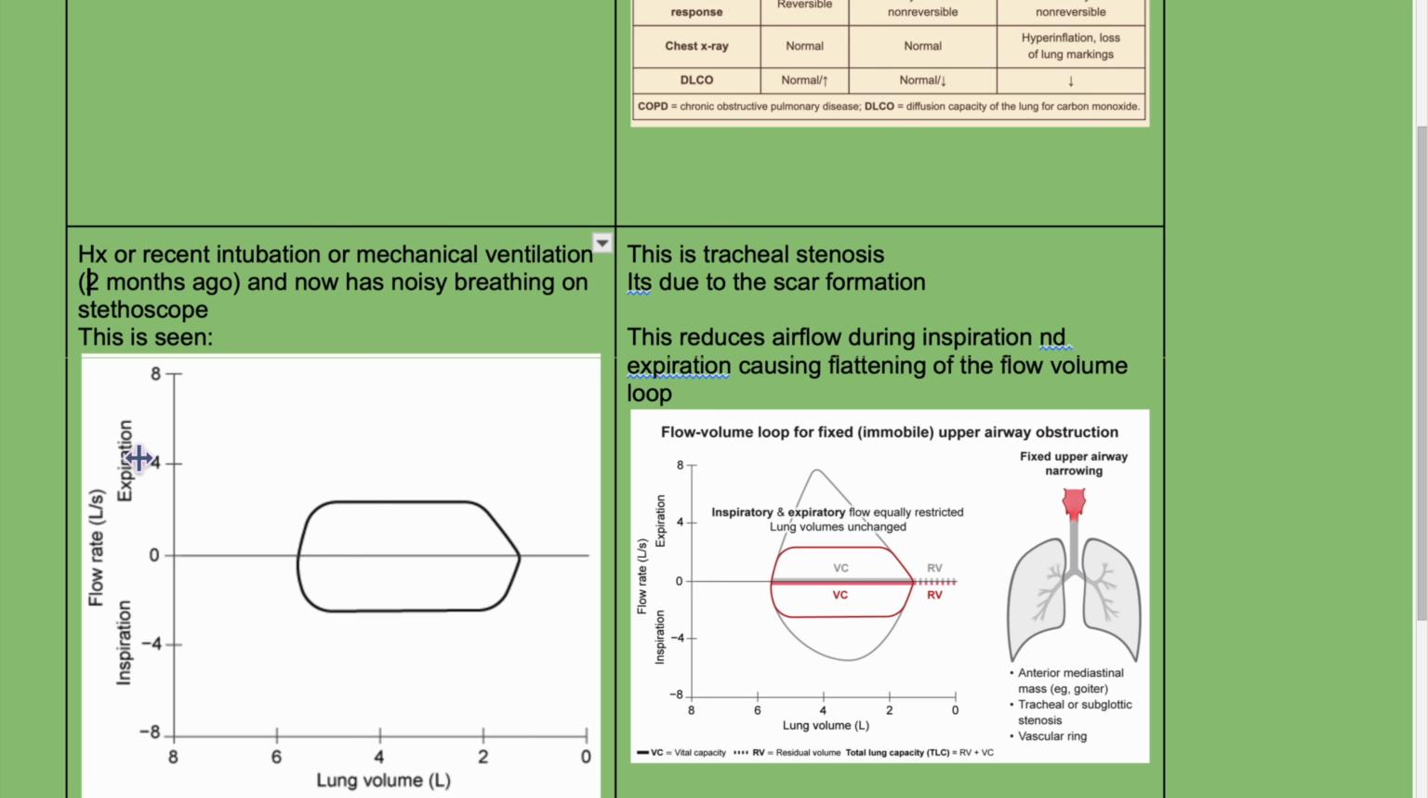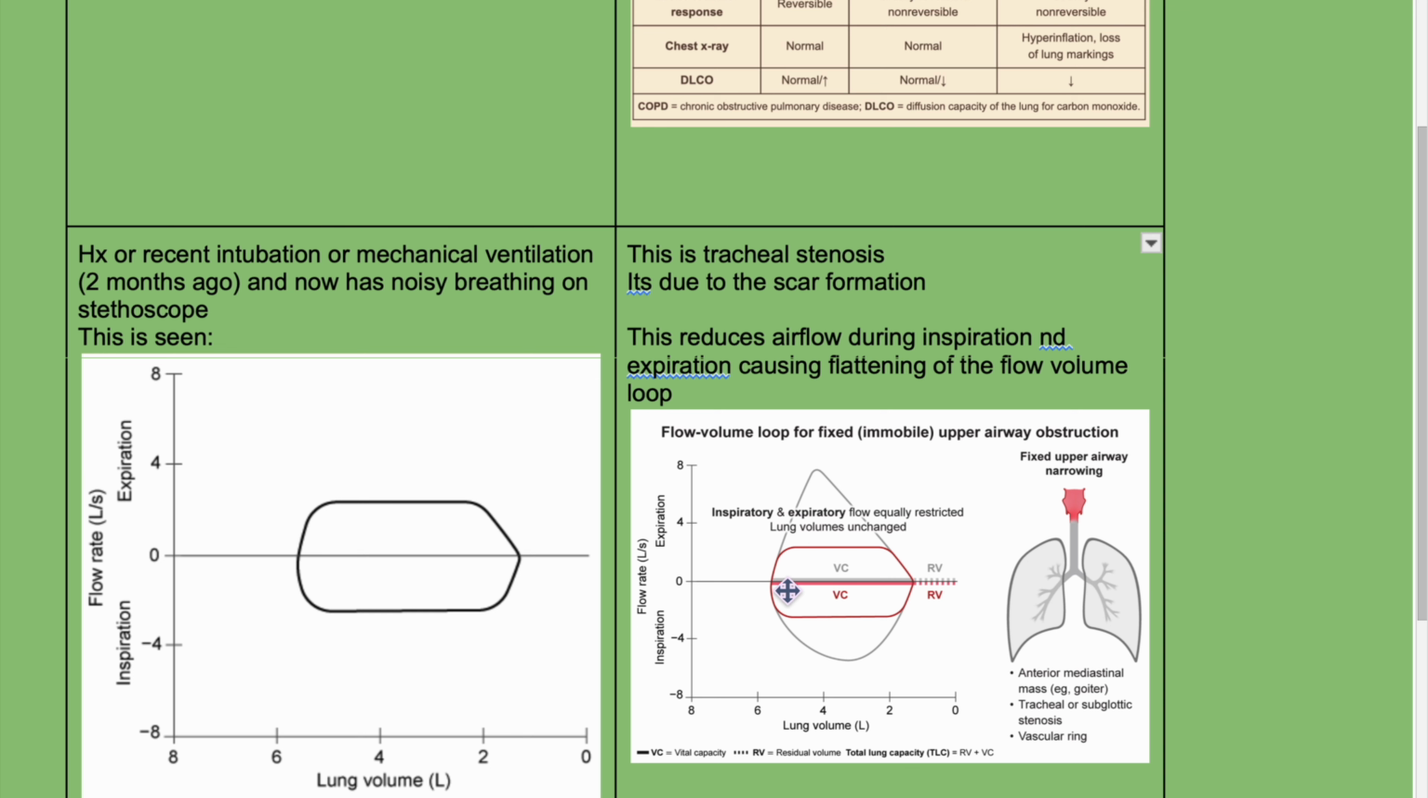So what is this? During inspiration it was blunted, and during expiration it was blunted as well. This is called tracheal stenosis. It is due to scar formation from the previous intubation or mechanical ventilation, scratching and injury or whatever. So this reduces airflow during inspiration and expiration, causing flattening of the flow-volume loop.